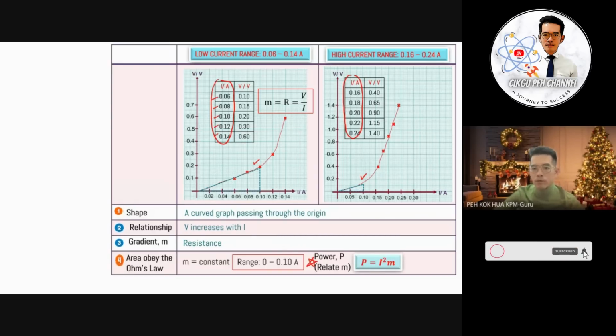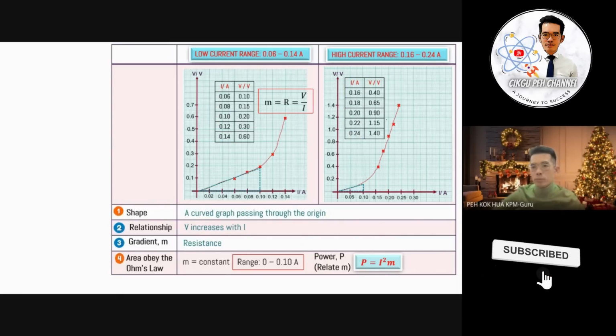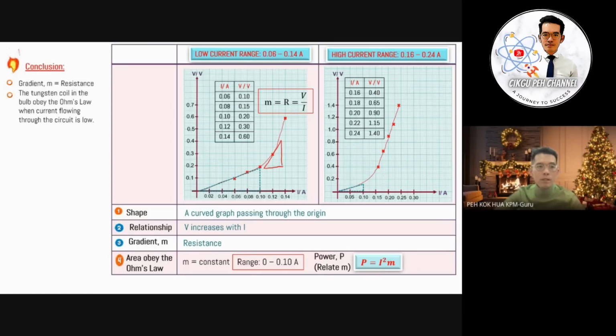Again, both graphs can relate to the power formula which I discussed with you in episode 1. You may just draw any triangle at the point requested by the question and calculate the gradient at that point, which represents the resistance for the particular ammeter reading. So, conclusion: the gradients for both graphs represent the resistance. We just need to compare the gradients of the graph so that we know which part obeys Ohm's law.